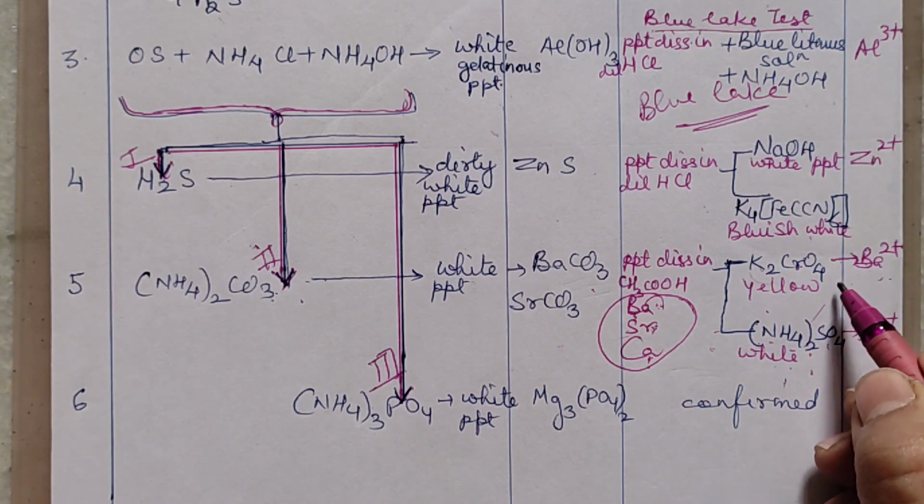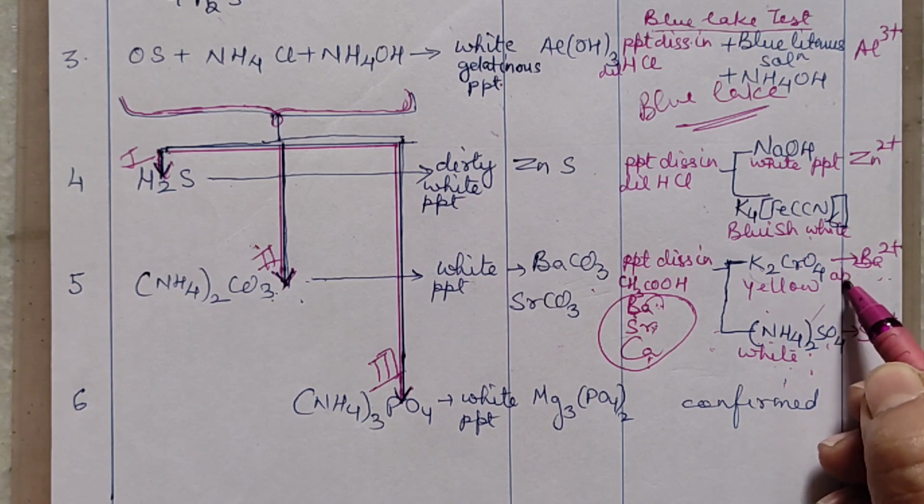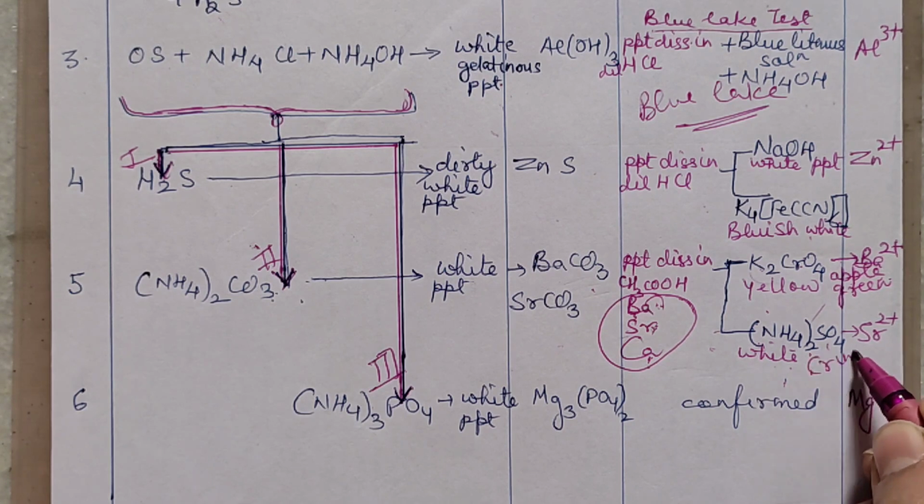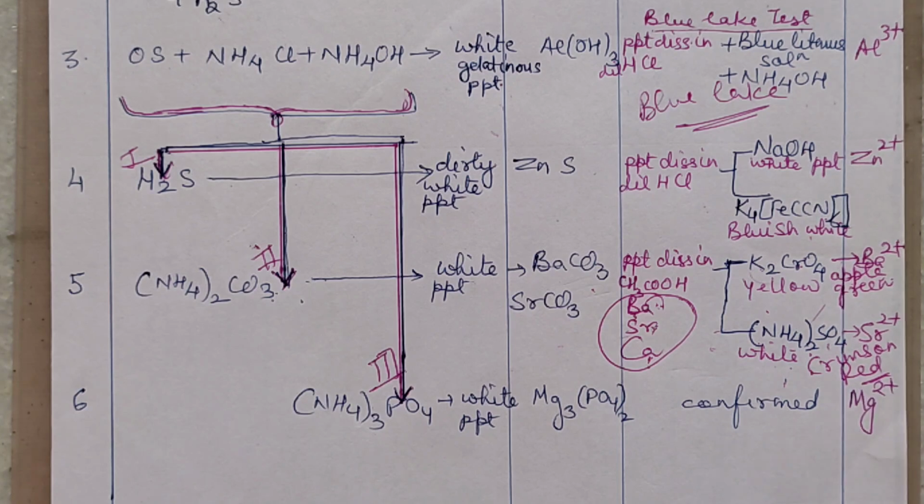Barium imparts apple green color to the flame. And strontium imparts crimson red color. It imparts crimson red color to the flame.